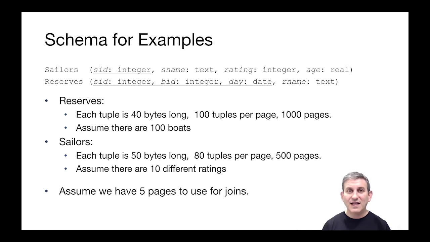So having seen these logical and physical equivalences, we're now going to work through an example query, and we're going to apply those equivalences to look at a whole space of different query plans for this pretty simple query. And the schema for this example is going to be our favorite sailors and reserves tables.